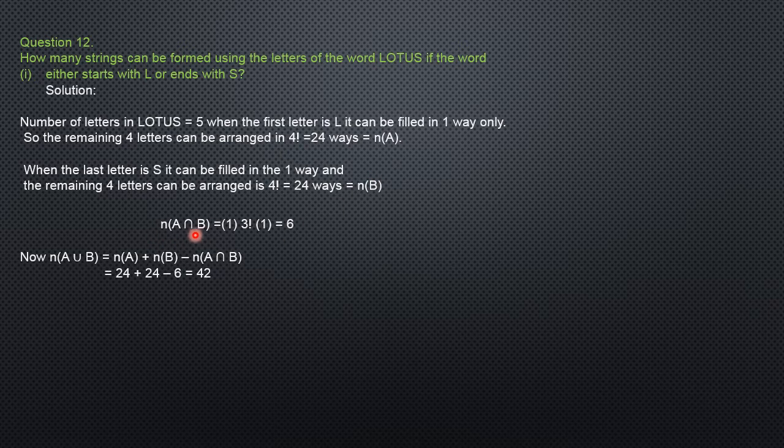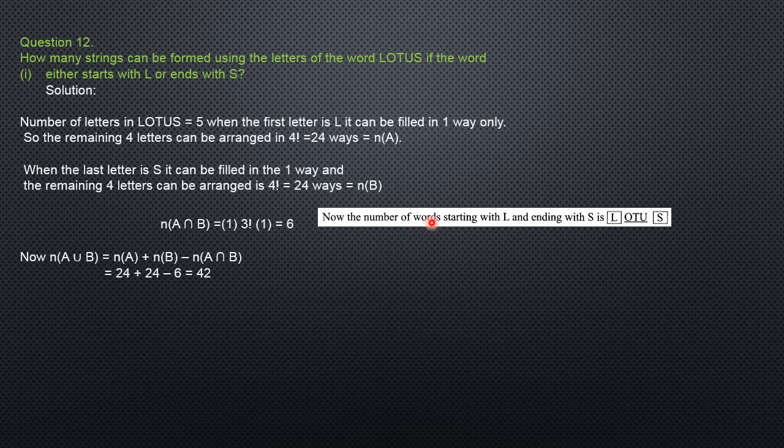n(A intersection B). What is A intersection B? The first letter is compulsorily L and the last letter is compulsorily S. The number of words starting with L and ending with S: here L is compulsory, here S is compulsory, so this is one way, here also one way. In between, the 3 letters are different letters, and we can interchange anything. Therefore there are 3 factorial ways to write the word. Totally it is 6.